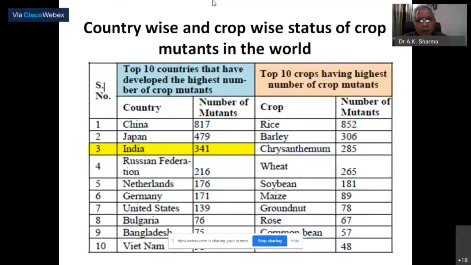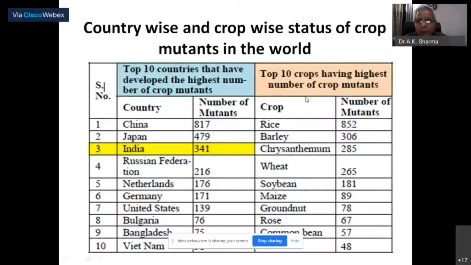Internationally, almost every country has a radiation mutagenesis program. If you look at the countries, China has the largest number of mutants. Among the top 10 countries, China has 817 mutants, Japan 479, India 341, Russian Federation 216, Netherlands 176, Germany 171, US 139, Bulgaria 76, and so on.